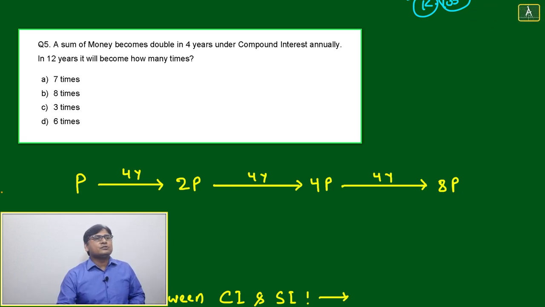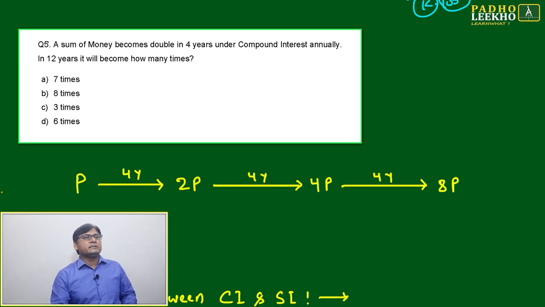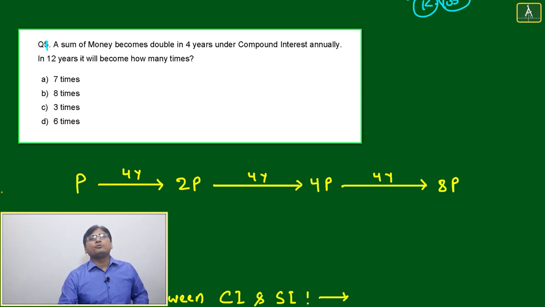Then we'll read this question. The serial number given is 5. You can just put 1 also, there's no issue. Or that is immaterial, leave it.